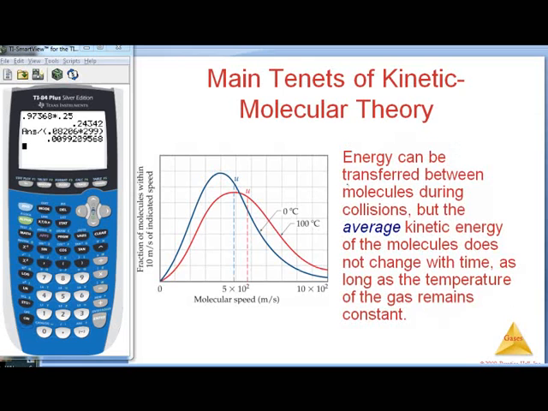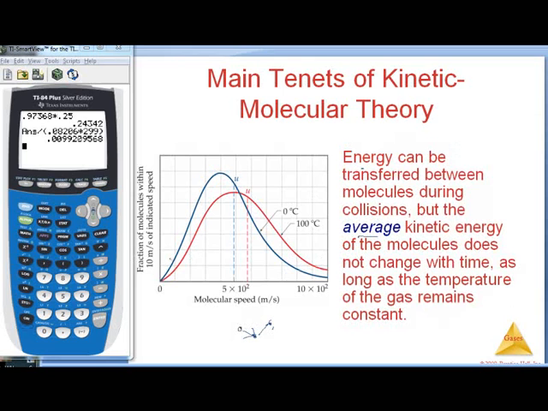All right, so we also know that energy can be transferred between molecules during collisions, right? So one molecule hits another, and that transfers the energy, and that can hit another, and that transfers the energy. But the average kinetic energy doesn't change with time as long as the temperature is the same.